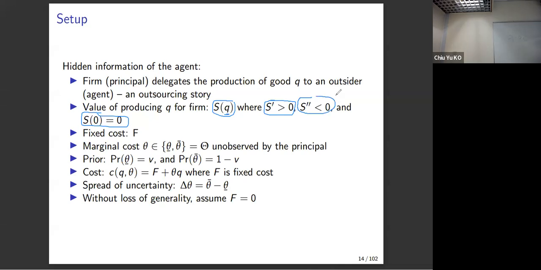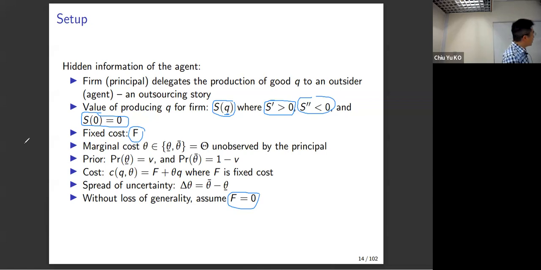Later you will see if I don't have this, I have no optimal solution, okay? Otherwise, with some boundary condition, you will produce infinite quantity. So later you will see. This is important to make sure that you have an interior solution for the optimal quantity. Later you will see the result, okay? And production requires a fixed cost F, which we will normalize to 0 at the end, but this is just a trivial thing, okay?